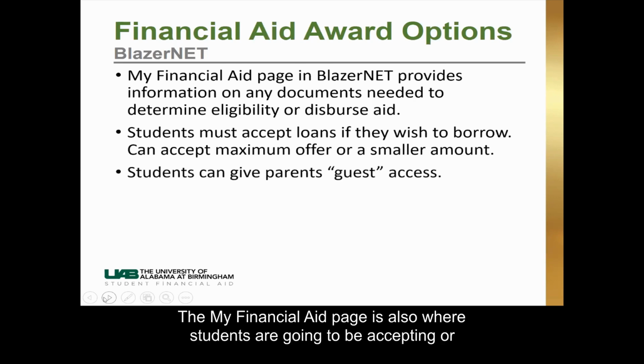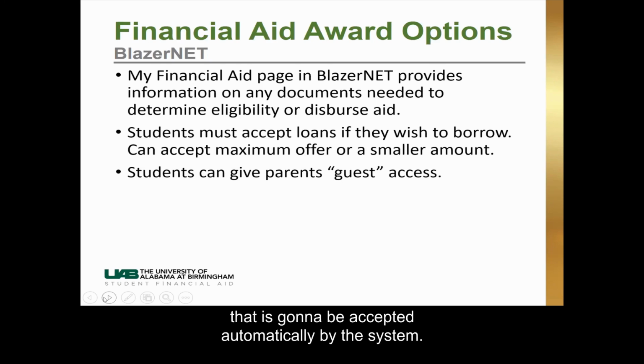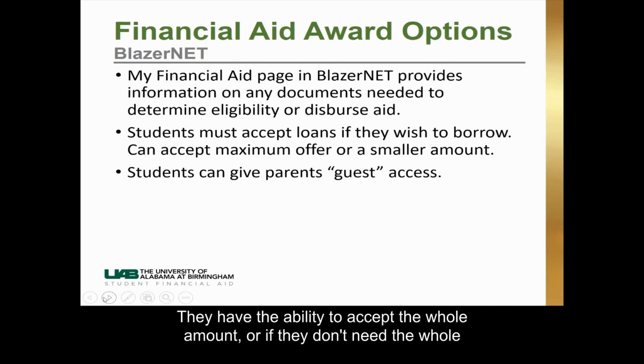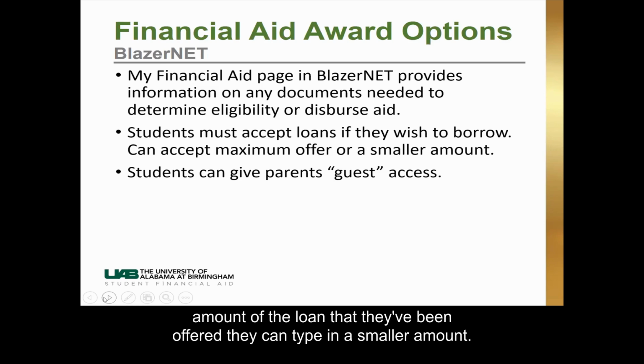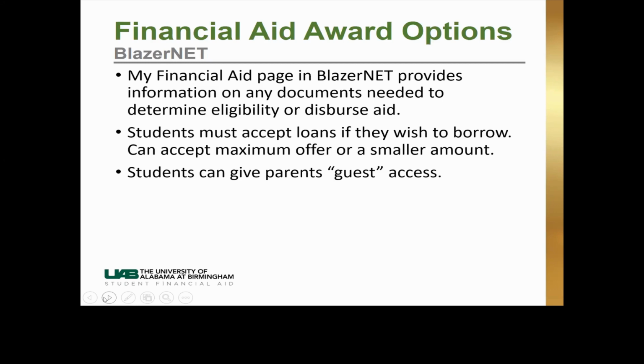Students, the My Financial Aid page is also where students are going to be accepting or declining the awards that they're offered. So if the student is offered a grant, that is going to be accepted automatically by the system. But if they're offered a loan, they do have to use the My Financial Aid page in BlazerNet to accept or decline that loan. They have the ability to accept the whole amount, or if they don't need the whole amount of the loan that they've been offered, they can type in a smaller amount. But they do have to take action on those loan offers in order to receive them.